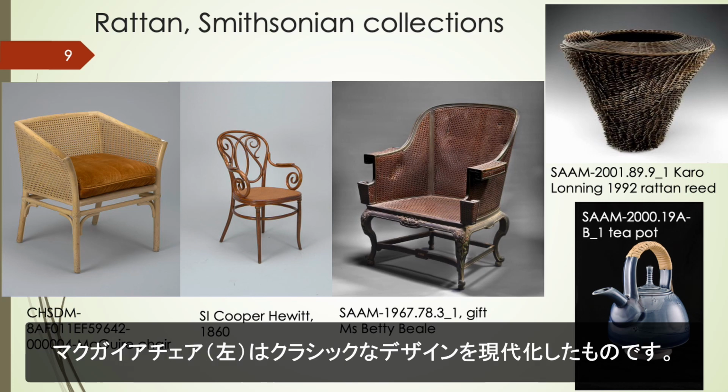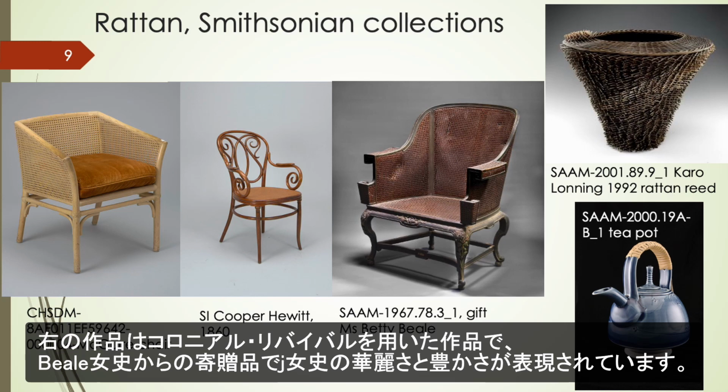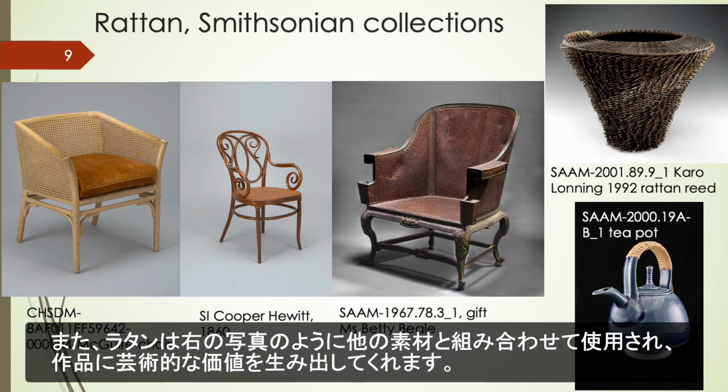On the left is a Maguire chair, which embodies a classic design for modern luxury. The one on the right, representing a colonial revival, a gift of Miss Betty Beale, a prominent Washingtonian, exemplifies the splendor and wealth of the donor. Rattan was also used in combination with other materials, as shown on the right, at the top and bottom, adding artistic value to objects.